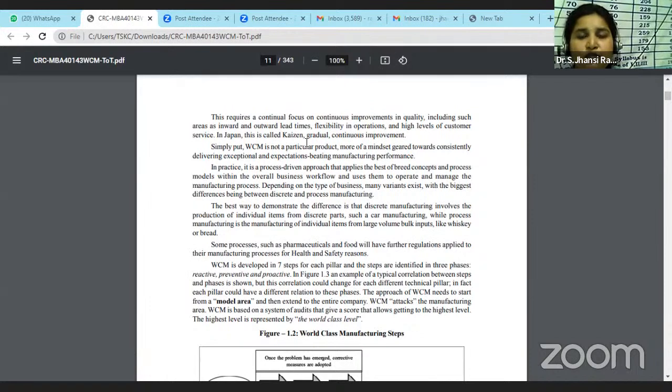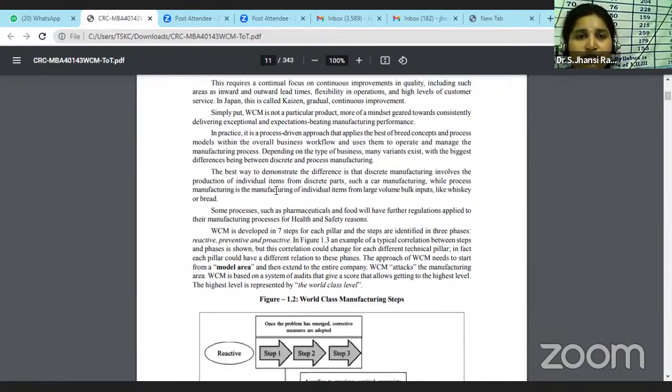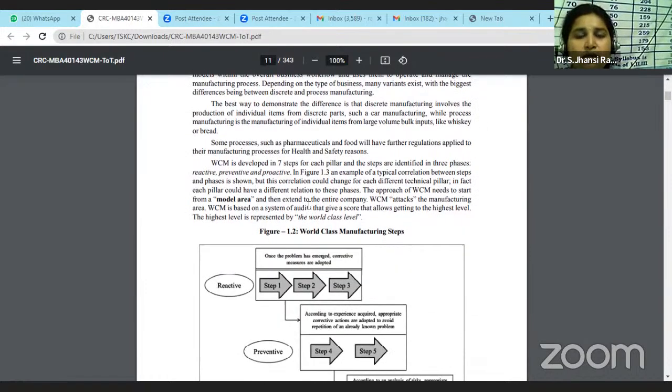Then only there is a possibility of overall performance, or to become the leader of that particular organization or the unit or the industry, whichever it is leading. So if you just look at here, one more thing, that is world-class manufacturing steps. We have certain steps that have to be known or followed.